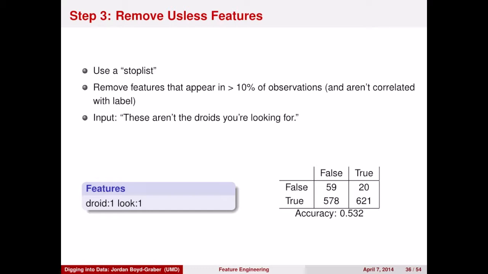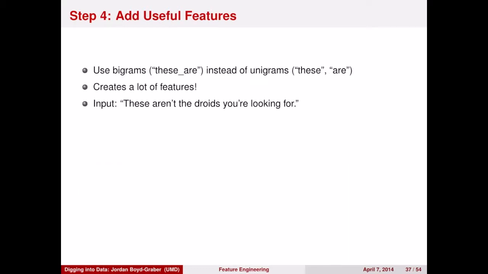But remember how I said that we're removing all order to the sentence. And that's still happening. How can we get back some notion of word order? What we can do is, instead of having what's called unigram features, we can have bigram features. So for every pair of consecutive words, we create a feature. So if we see these are in our sentence, we add a feature, these underscore are. So this creates a lot of features, but hopefully we'll be able to gain from it by being able to detect when a particular sentence is a spoiler or not.